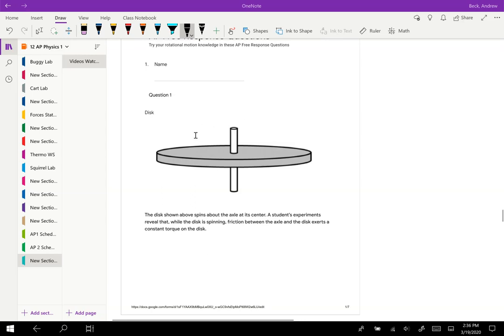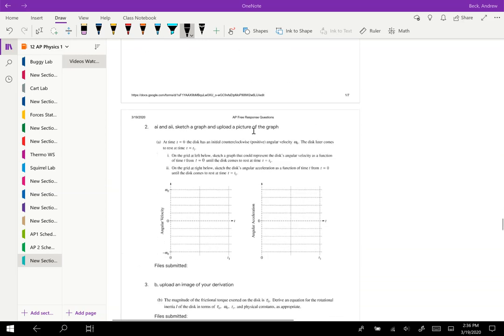So we say, okay, we have this disk, it spins about the axle, and the student does an experiment and we find that we have a constant torque acting on this disk.